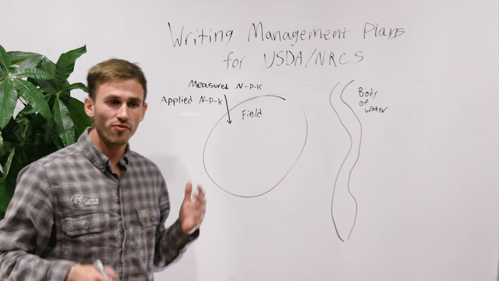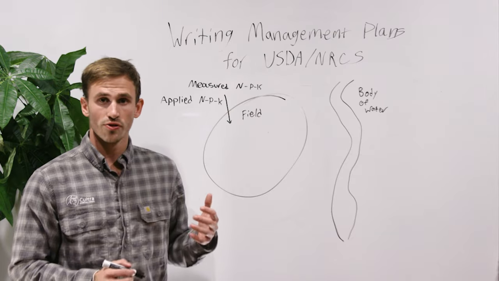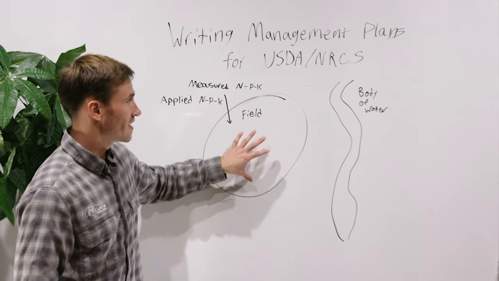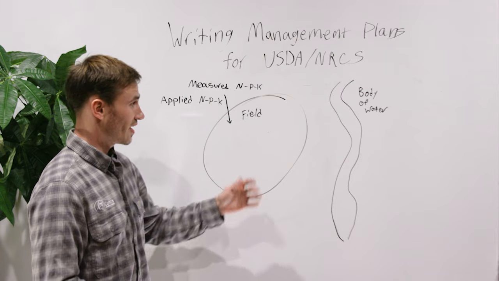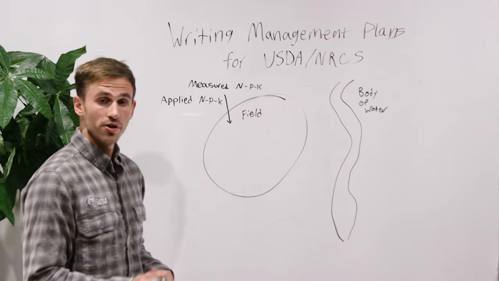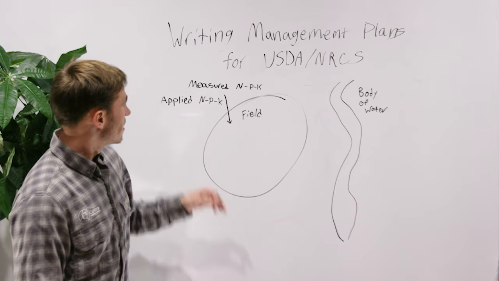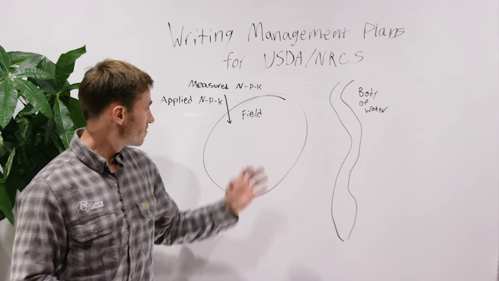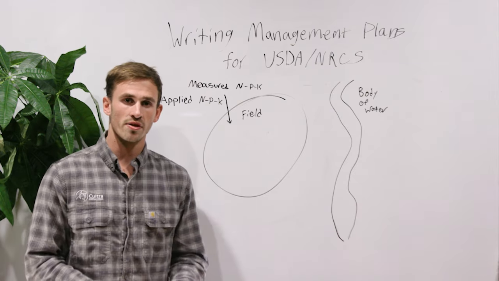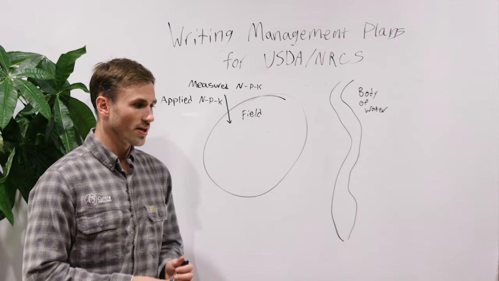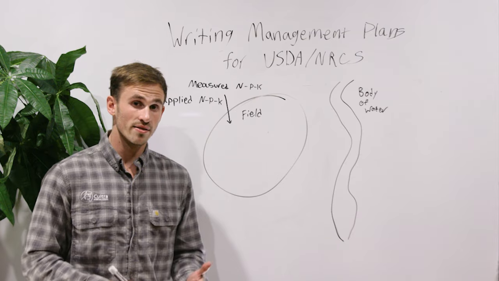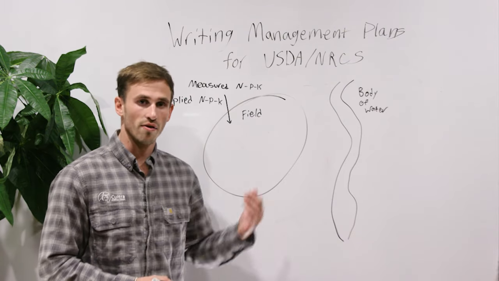So the goal of the NRCS is to make sure that the fertility that's being applied to the field isn't leaving that field and entering into a natural resource like a body of water. And so what they're going to look for on these management plans is what's the measured NPK of this field and what's the applied NPK and how did you get to that number? They just want to make sure that it's rational and it's using a logic that makes sense that will prevent any kind of off-farm effects.